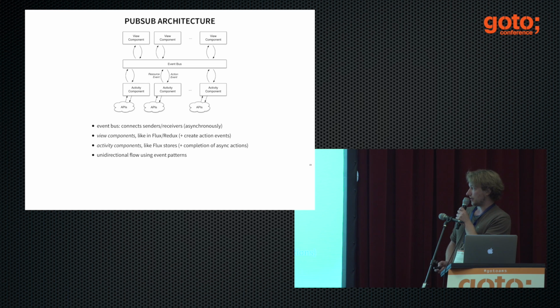And for us to realize this unidirectional data flow pattern that we've seen before, it actually looks somewhat like this. We have this event bus that I just mentioned, which is sitting in the middle. And then we have two kinds of components, really. The view components map very closely to the view components that you have in Flux or Redux. They're just trying to display some data. And the user is able to invoke actions when interacting with these view components.